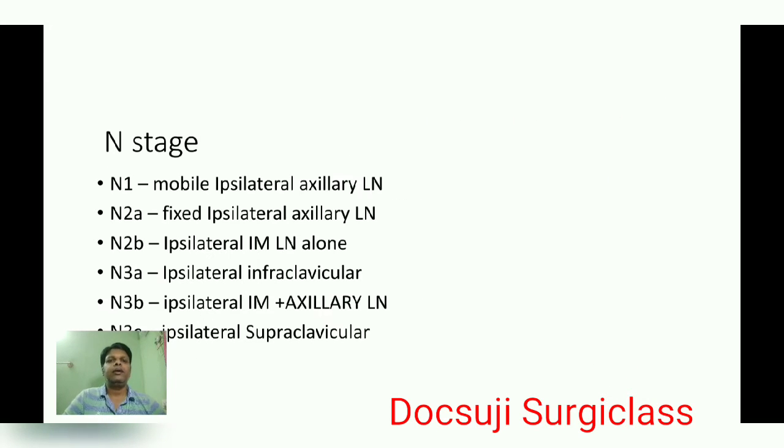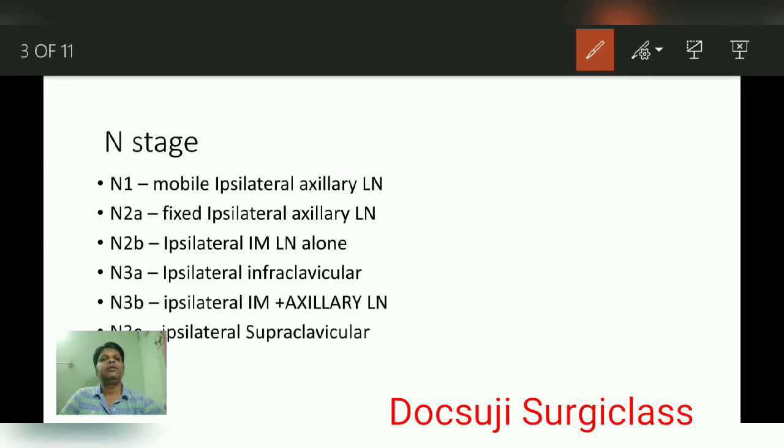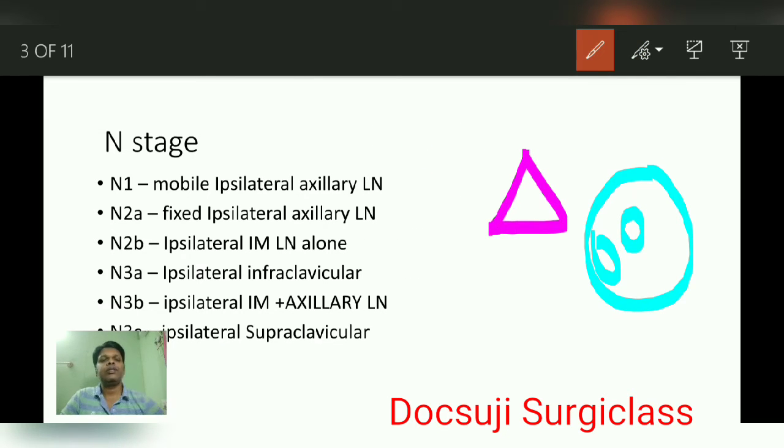Next we are going to discuss the N stage. What is this N stage? Number one, I will just put up some pictures so that you can easily assess. This is the patient presenting with the breast lump, and this is the axilla. Axilla is usually represented by a triangle.